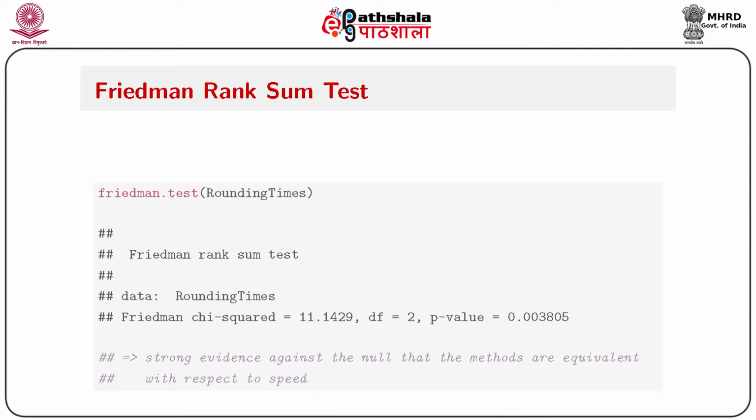The Friedman test can be applied. friedman.test of the rounding table: if you pass this data frame, it will generate the result using the first of the 3 ways that I have shown. It will give you the Friedman chi-square test statistic, degrees of freedom, and p-value. Here the p-value is 0.003, so there is strong evidence against the null that the methods are equivalent with respect to speed.